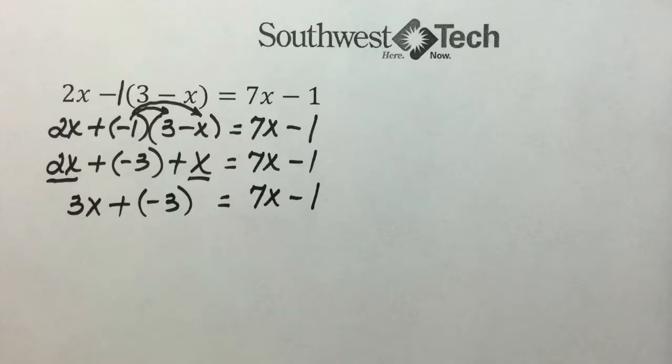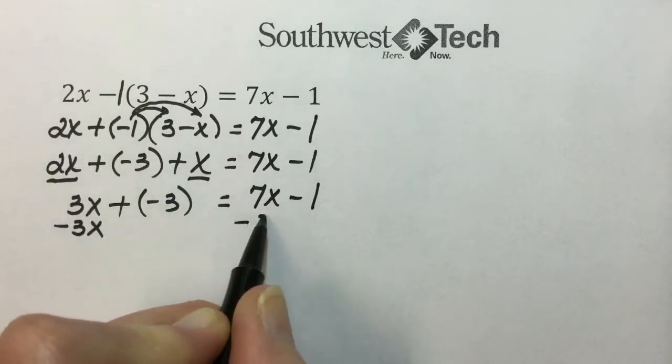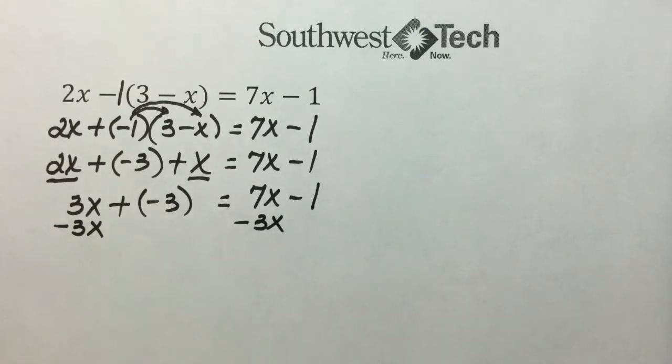We have variables on both sides of the equation. We'll use the addition property to put like terms on one side. One possibility would be to subtract a 3x from each side. Likewise, we could have subtracted a 7x from each side.